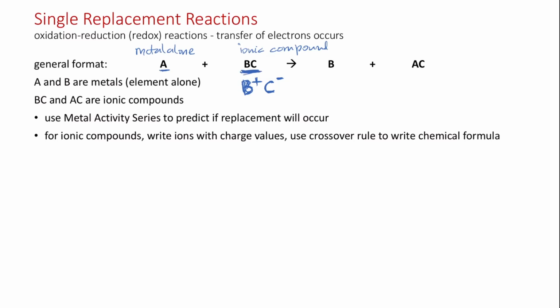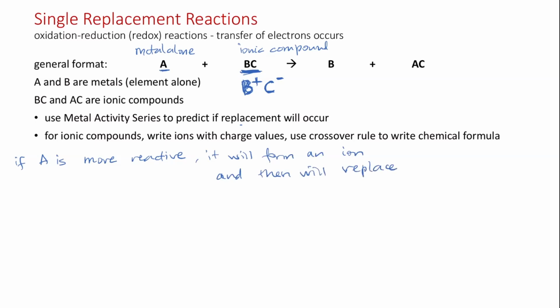You don't see the plus and minus signs in the ionic compound because when you have the crossover rule, you only have subscripts and no plus and minus signs. Okay, and so using the activity series to predict if the replacement will occur: if A is more reactive, it will form an ion, and then it will replace the other metal, the lower metal B, in an ionic compound.